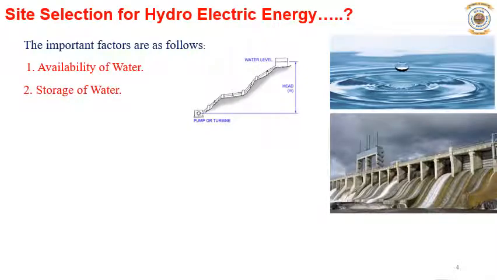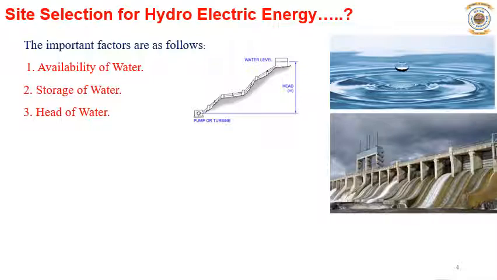Next, this is a very important one: availability of head of water, or available water head. In order to generate the desired quantity of power, it is necessary that a large quantity of water at a sufficient head should be available. Head is nothing but the distance between the water level in the tail race and the turbine.